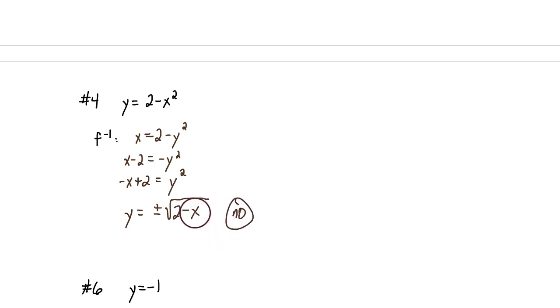For example, when you use 1 for x, 2 minus 1 makes 1, the square root of 1 makes 1, but in front of that is a plus minus, meaning you would get positive 1 or negative 1 when you use 1 for x. Now we're asked to graph.